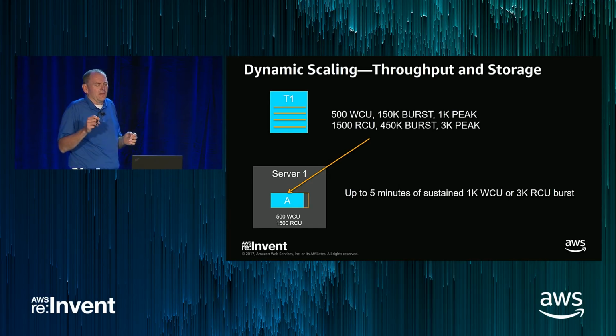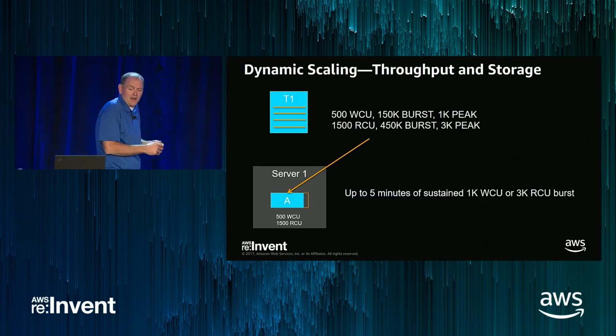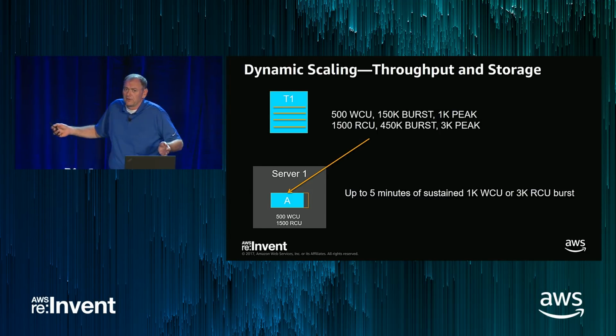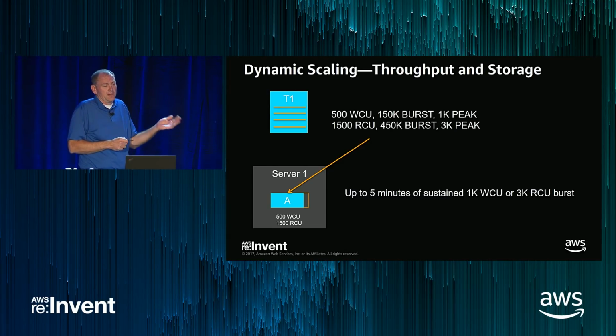It would end up with 450,000 RCUs and 150,000 WCUs sitting in its burst bucket available for use. Now, since it has only one partition, a single partition can give me up to 1,000 WCUs or 3,000 RCUs.